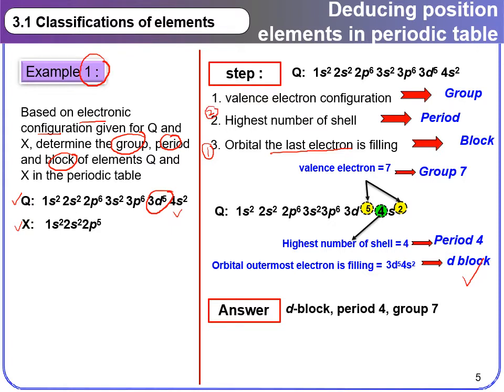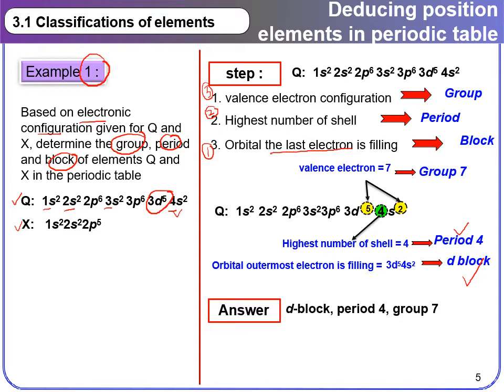Next, I will look at the highest principal quantum number, or highest n value. From here we have 1, 2, 3, and 4. So 4 is the highest energy level, which means the element is in period 4. Then lastly, I will look at the valence electron.